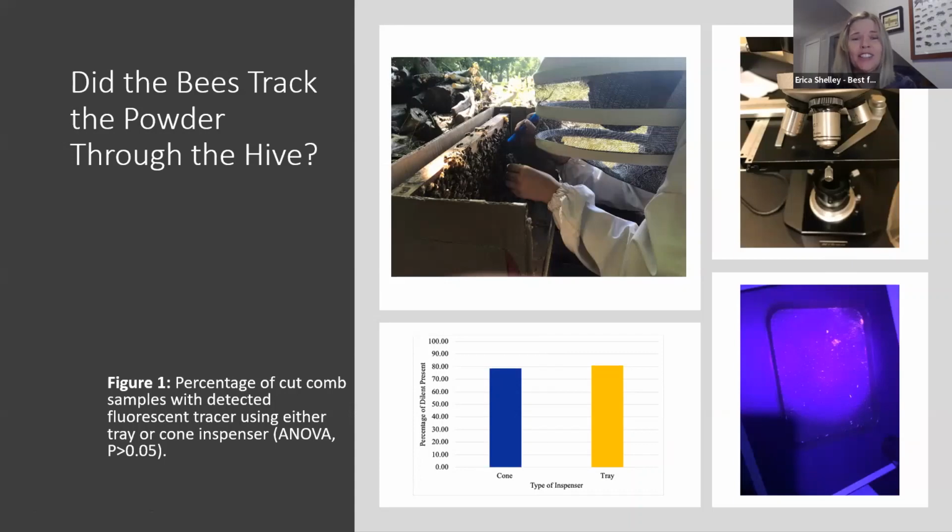Now, you might be noticing that the trays actually work just fine too. The ramps definitely got the powder through, but we had a lot more powder loss, and we had to add more to those to get those effects.